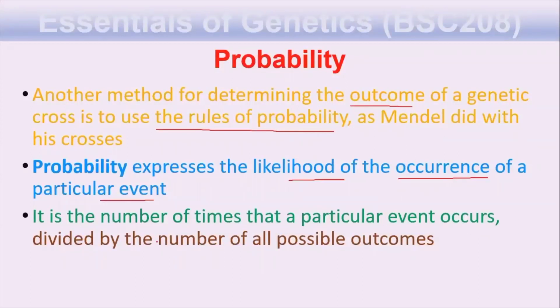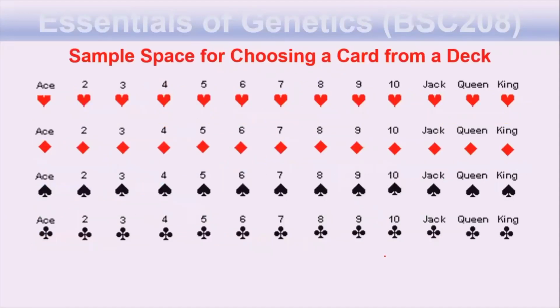When we want to calculate probability, it is very easy: it is the number of times that a particular event occurs, divided by the number of all possible outcomes. That will be the probability of that particular event. Before going into the details, just have a look at this figure. This is the figure of different cards. Some of you have played this game.